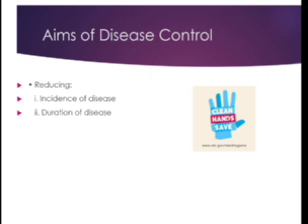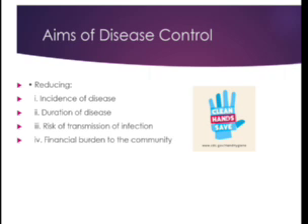Then the duration of the disease: one of the aims of disease control is to reduce the duration of the disease as much as possible, either by appropriate treatment or by prevention of complications, and to reduce the risk of transmission of infection. You reduce the risk of transmission of infections by taking appropriate measures, like for example using a mask. It is one of the classical examples of reducing the risk of transmission of disease. So that is one of the aims of disease control.